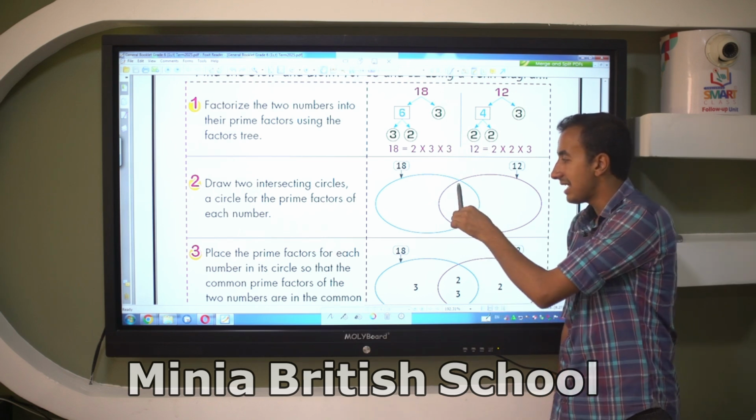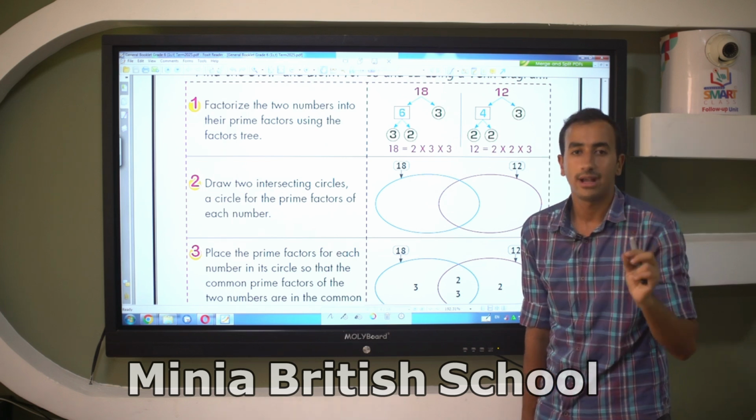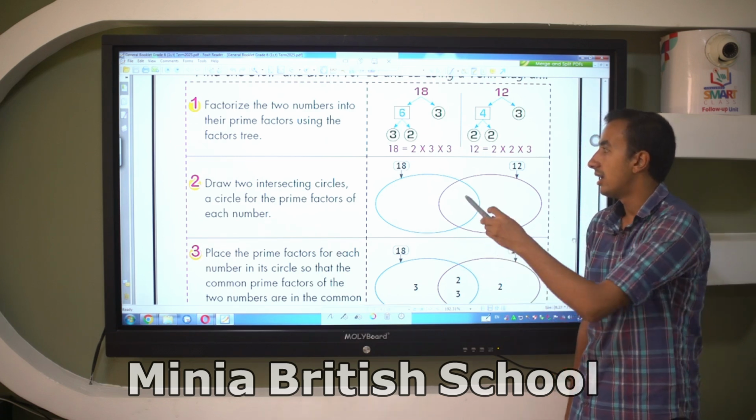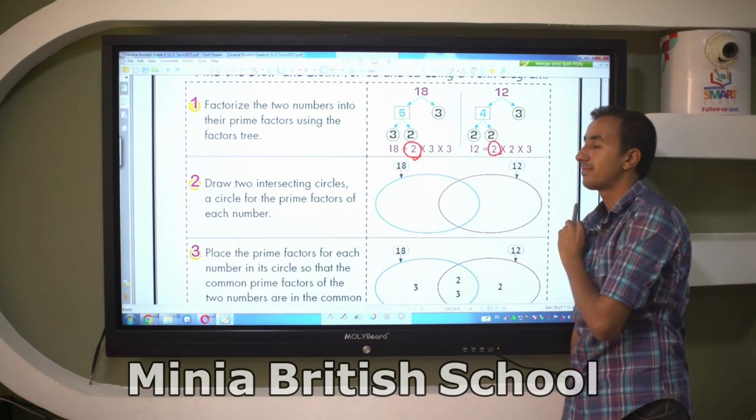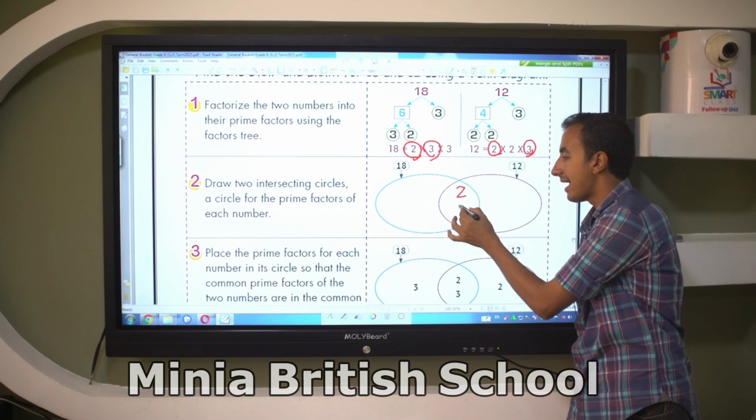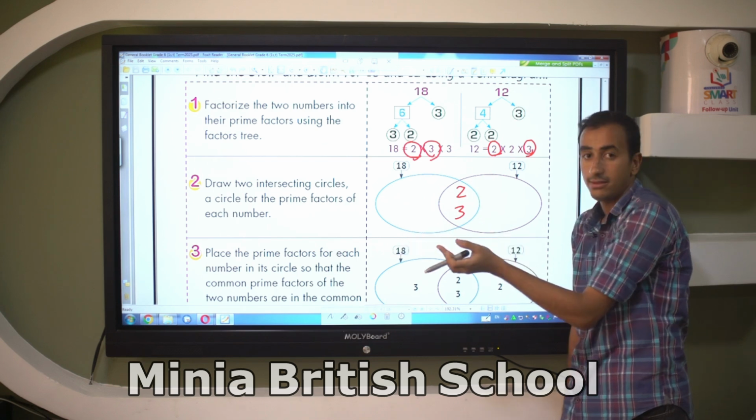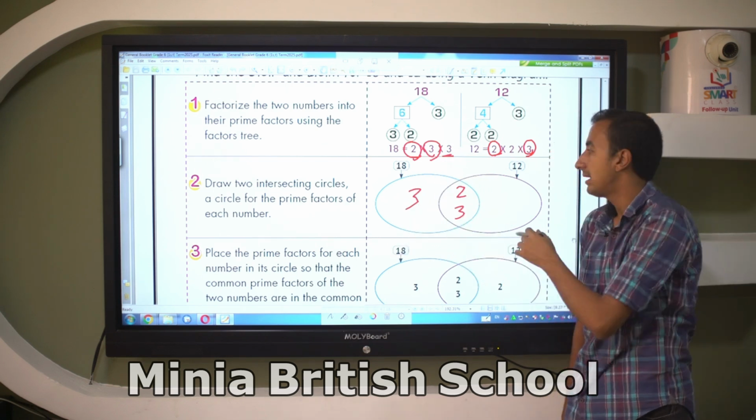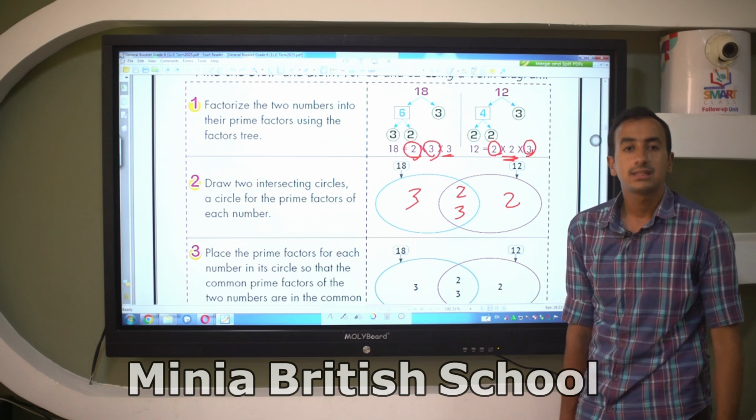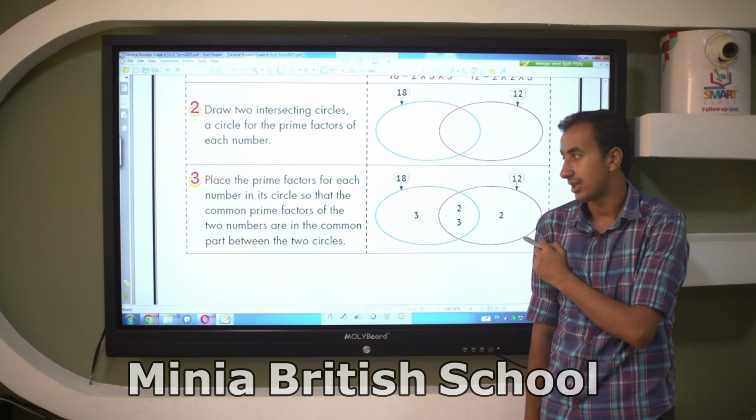And we can write in the empty space between the 2 circles the common factors, the prime common factors. So here I have 2 and 2, 3 and 3. So I can write here 2 and 3. And in 18, the remainder number is 3, but in 12, it is 2. Yes, it's a Venn diagram to write the two numbers like that.